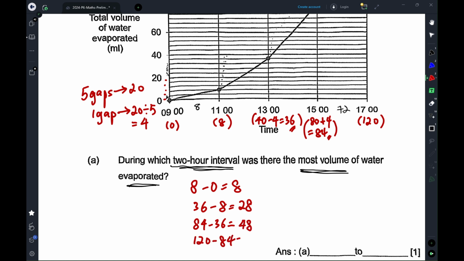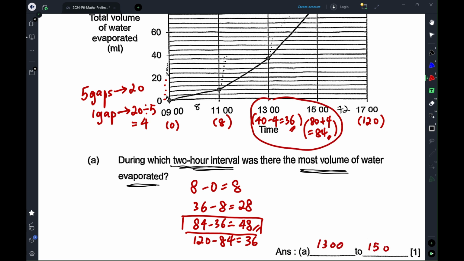From 13 hours to 15 hours, there'll be 84 minus 36, which is 48. And for 15 hours to 17 hours, there'll be 120 minus 84, which is 36. So you can see that 48 ml is the most volume of water evaporated. That will be from 13 hours to 15 hours.